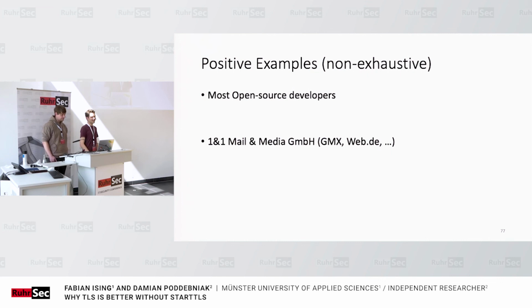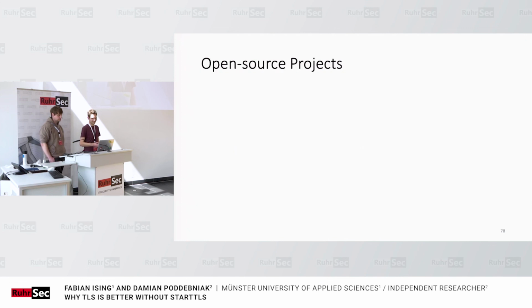But let's end these tales on a more positive note. Of course, we had lots of positive experiences, so this is non-exhaustive. For example, most open source developers were a pleasure to deal with. Also, of the big MSPs, 1&1 Mail & Media GmbH, known for GMX and Web.de in Germany, really stood out, answering fast and detailing what they're doing throughout the whole process. So that was a nice change of pace as well, in contrast to the other MSPs I've told you about before. But the open source projects are really where it's at.